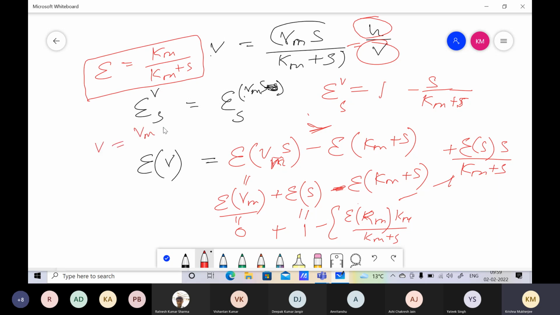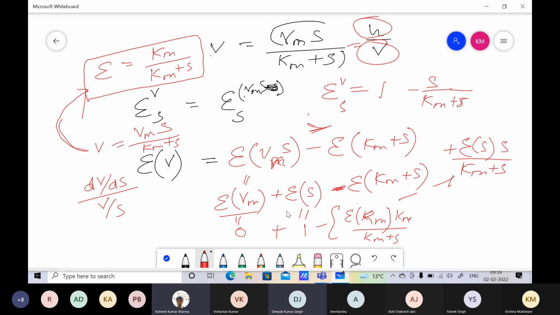You could have just taken the derivative, then divided and multiplied, Km plus S whole square and so on. If you use first principles, dV by dS upon V by S, you will come to the same result. I just tried to show you that if we have general formulas, we can derive it by much simpler algebra. Are all of you getting this?